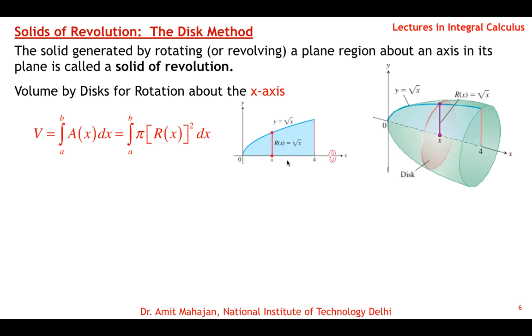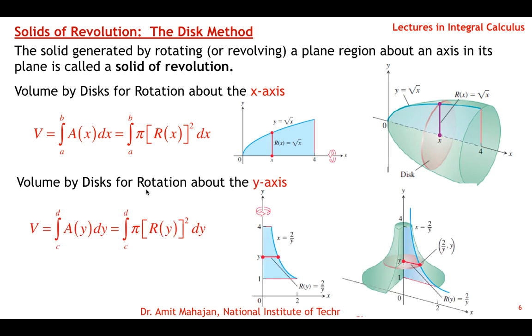Similarly, if the object is rotated about the y-axis, a similar formula can be written. The radial will be a function of y, and we will be integrating with respect to y from some point C to some point D, the y values. So the volume of the disk for rotating about the y-axis can be written similarly as the integral of cross-sectional area times dy, where y varies from C to D.